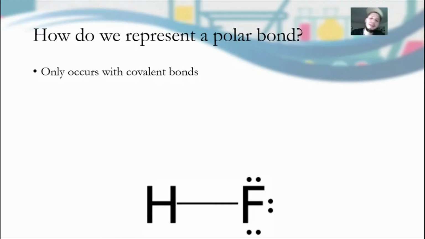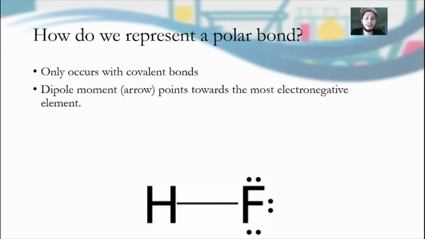So how do we represent a polar bond? Well, first of all, a polar bond only occurs with covalent bonds. So let's look at the image below. I have an H and I have an F. H is a nonmetal, F is another nonmetal. So this could possibly be a polar bond.